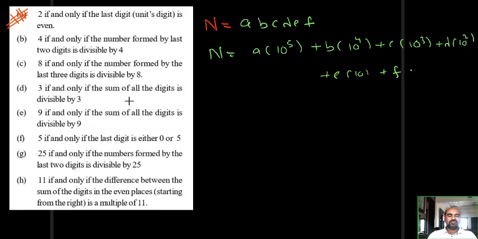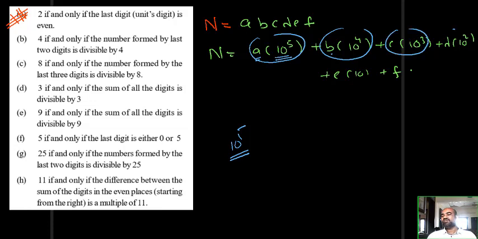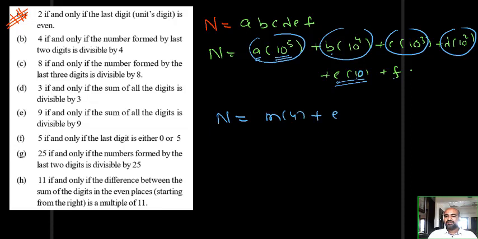Okay, student, irrespective of a, this term is divisible by 4, since 10 power 5 is divisible by 4. Irrespective of b, this is also divisible by 4, 10 power 4. Irrespective of c, 1000 is divisible by 4. Irrespective of d, 100 is divisible by 4. But 10 times e we don't know; it is dependent upon e only. Directly I can't say that it is divisible by 4. And f we don't know. That's why I can write n as a multiple of 4 plus e times 10 plus f.